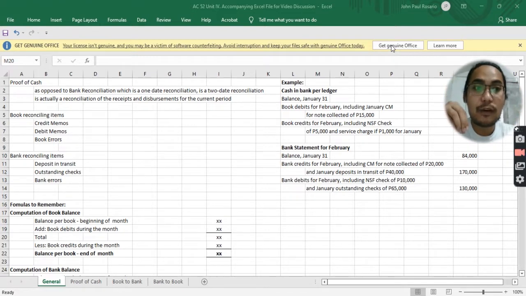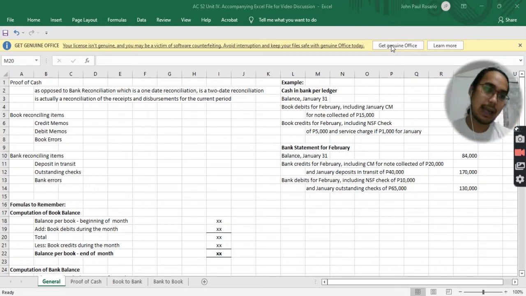So when we say credit memo from the bank, it simply means that your bank account has been increased. And when we say debit memo, it simply means that your bank account has been decreased. That is why for book reconciling items, we add credit memos and we deduct debit memos. Okay? For book errors, it depends on the nature of the error. So if your error has caused your cash to be understated, then you have to add it back. And if the book error caused your cash balance to be overstated, then you have to deduct it.